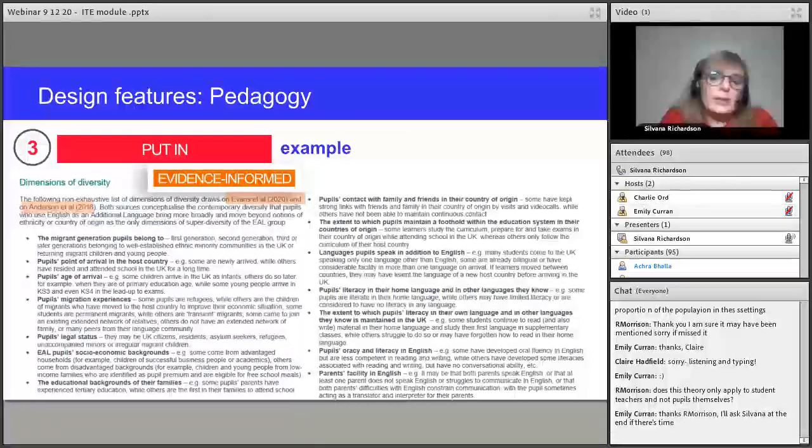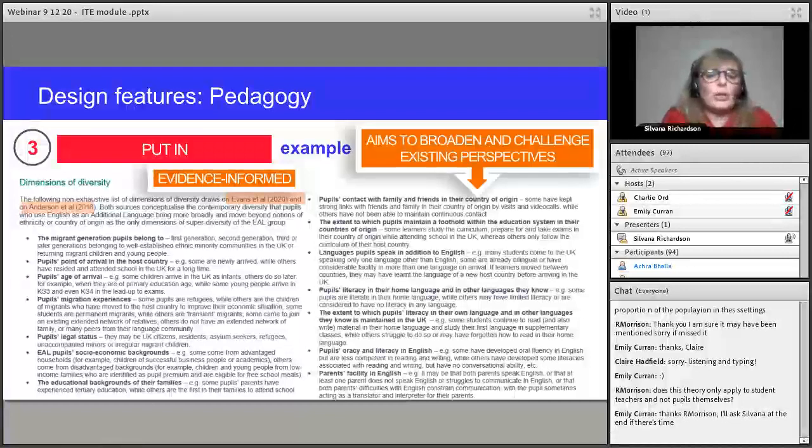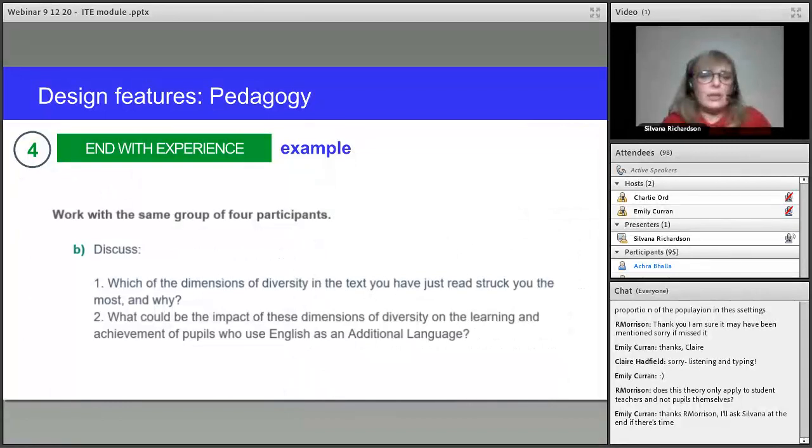This is evidence-informed. This has been content drawn from the recently published volume by Evans et al. on EAL and the research report by Anderson et al. And as you can see, just by looking at the number of bullet points, the idea here is to broaden and to challenge the existing perspectives about diversity, not just about languages that they speak or countries that they come from, but it tries to really zoom out and look at many other different dimensions of that super diversity. And therefore, at the end, we end with experience, so some discussion questions that help them think about the impact of these dimensions on the achievement of pupils.